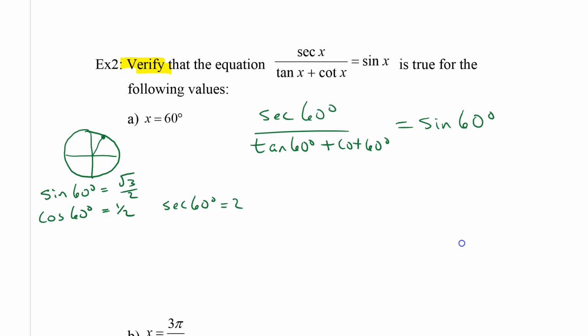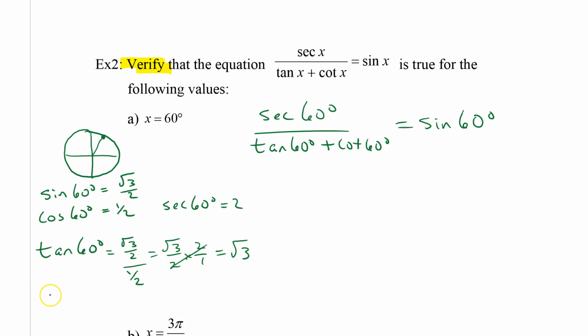The tan of 60 degrees is going to be equal to, well, it's the sine over the cos, root 3 over 2 over 1 over 2. We can multiply the top and the bottom by 2, or we can say root 3 over 2 times 2 over 1, and then these cross out. So the tan of 60 degrees is going to be equal to root 3.